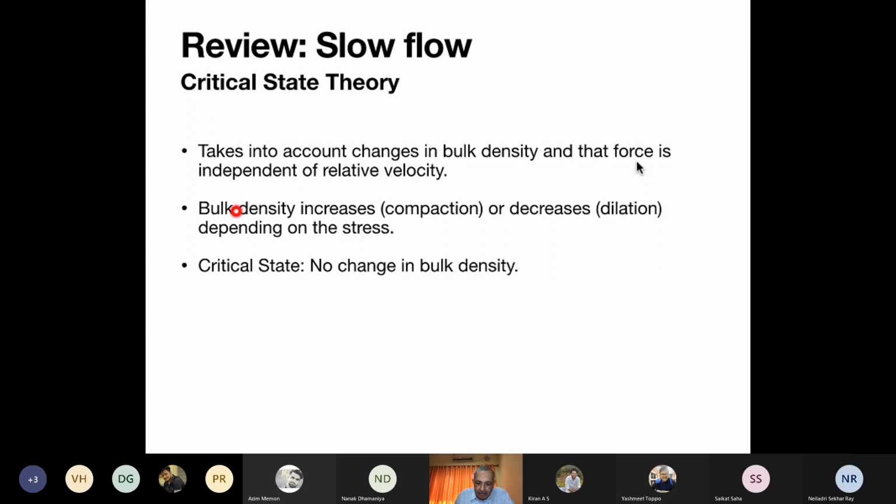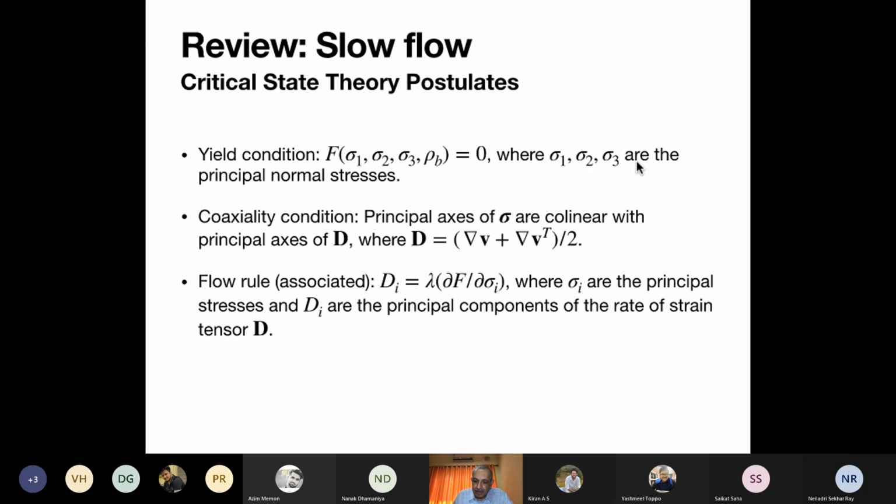Then, we can imagine that as bulk density increases or decreases, this will depend on the stress. And at the critical state, there is no change in bulk density. So, once you reach the critical state, then the rate of change of density is 0. And this is what we saw in the previous class. So we just looked at what is the approach to a critical state.